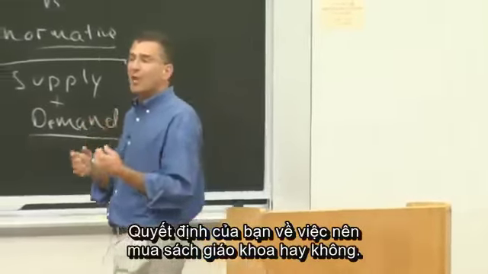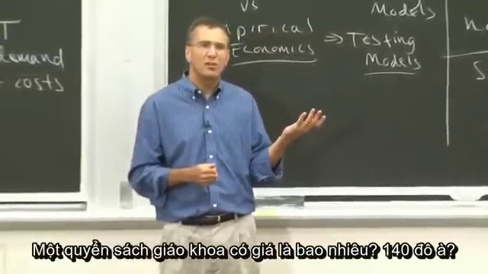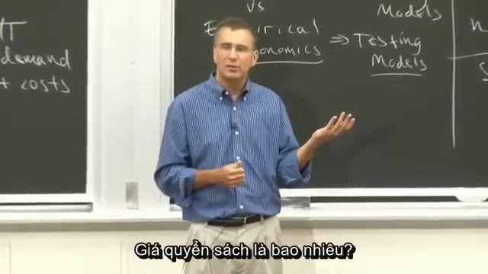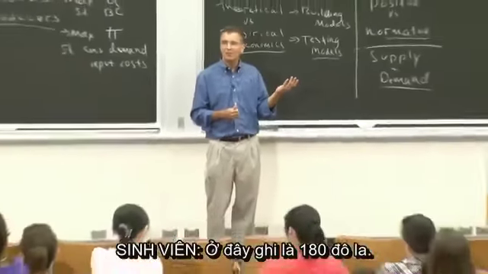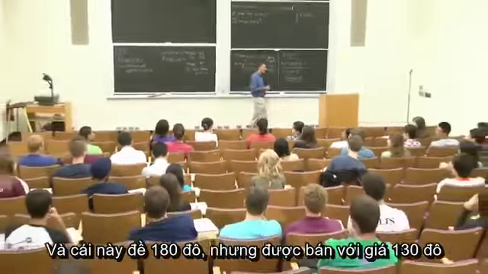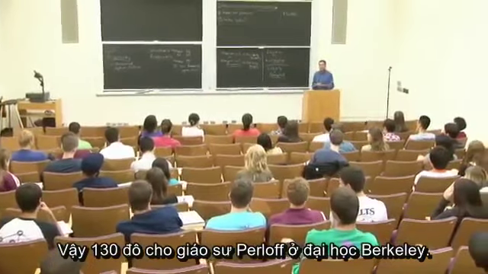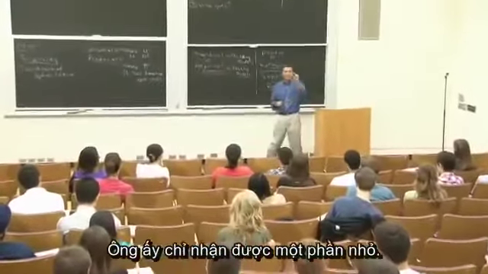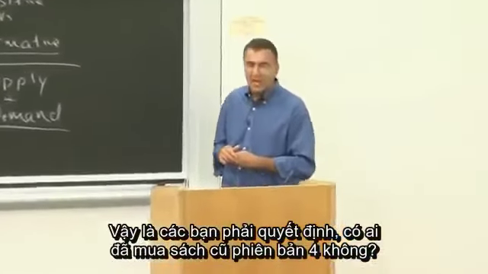Let's talk about a simple example from this course. Your decision of whether or not to buy the textbook. There's a textbook, and what's it cost? $140? What's it cost? Anyone know? No, quiet. Amazon says 180. What? Amazon says 180, but it's available for 130. 130, fine. So $130 for Professor Perloff out at Berkeley. He doesn't get it all. I wrote a textbook too. He gets a small share of it. Okay, so you have to decide.